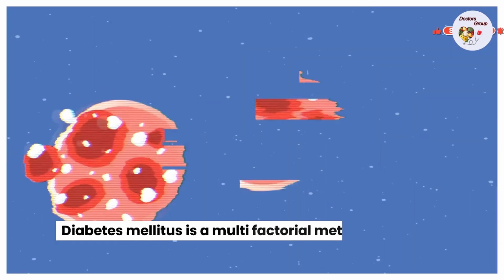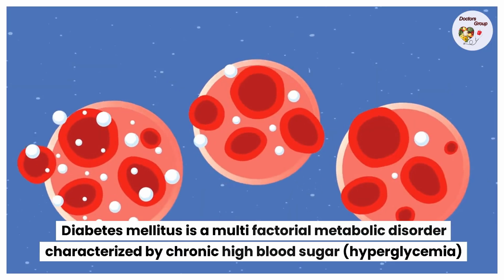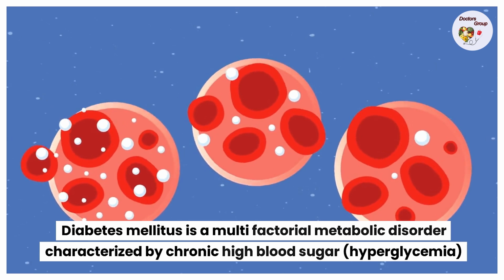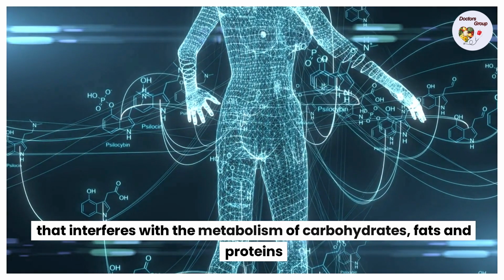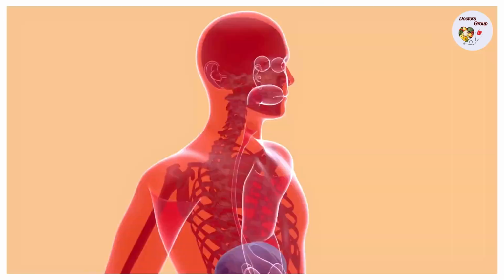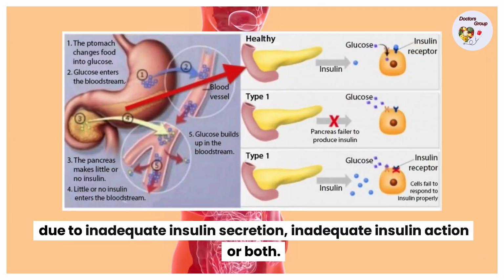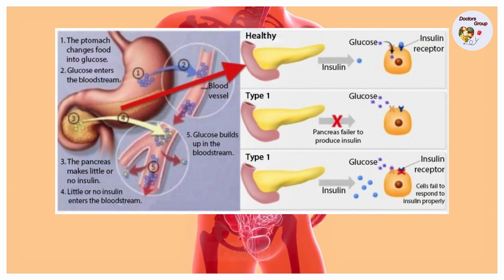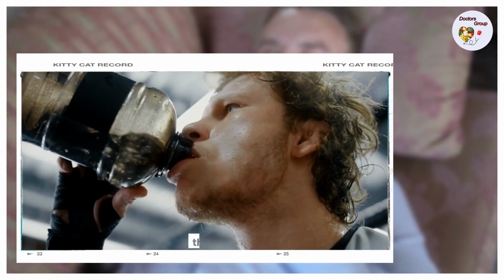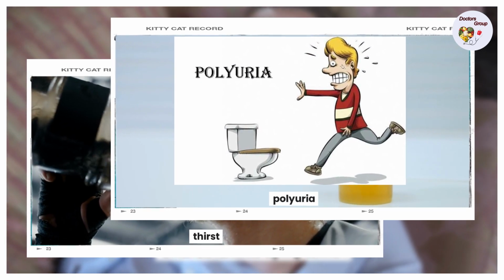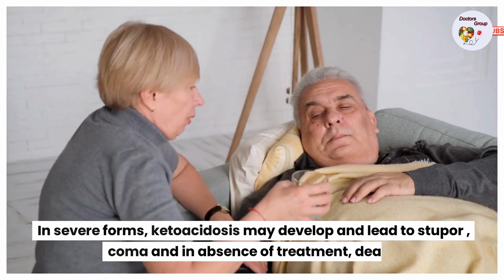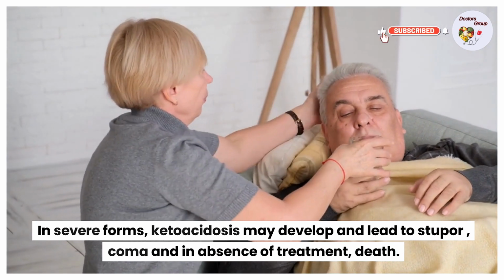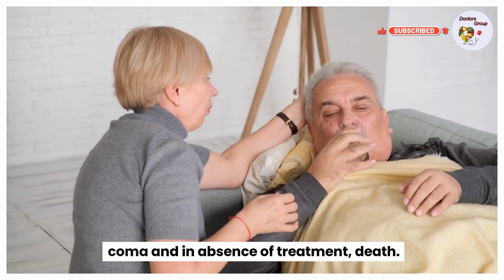Diabetes. Diabetes mellitus is a multifactorial metabolic disorder characterized by chronic high blood sugar, hyperglycemia, that interferes with the metabolism of carbohydrates, fats and proteins due to inadequate insulin secretion, inadequate insulin action or both. Characteristic symptoms: thirst, polyuria, blurring of vision, and weight loss. In severe forms, ketoacidosis may develop and lead to stupor, coma and, in absence of treatment, death.